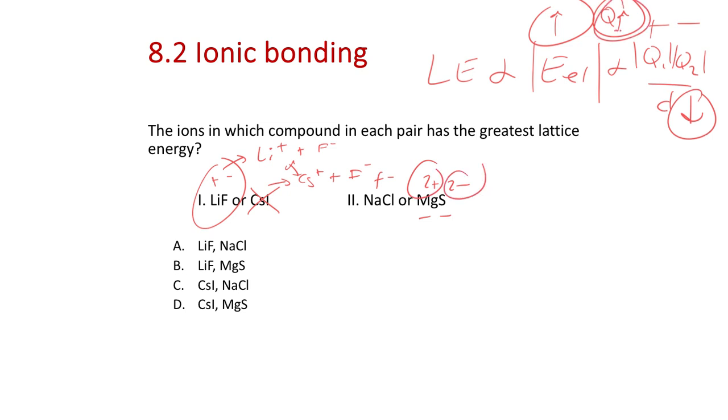So as the charge magnitude increases, so too does the lattice energy. As the charges go up, it takes more energy to separate. And just remember, the lattice energy is the energy it takes to separate that compound into its gaseous ions. So it's going to take more energy to separate 2 plus and 2 minus ions than +1 and -1 ions. So this should be LiF.